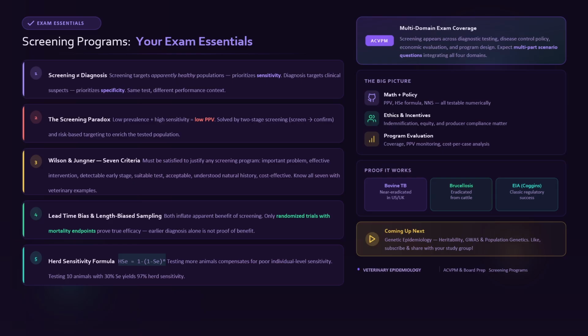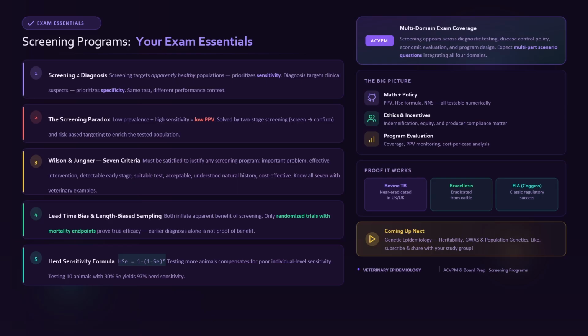Herd sensitivity. HSE equals 1 minus (1 minus SE) to the N. Testing more animals compensates for poor individual sensitivity. 10 animals at 30% sensitivity each gets you to about 97% at the herd level.